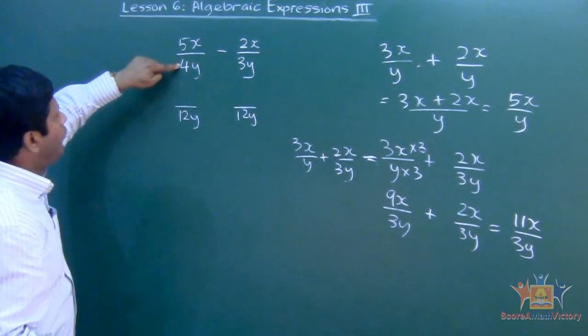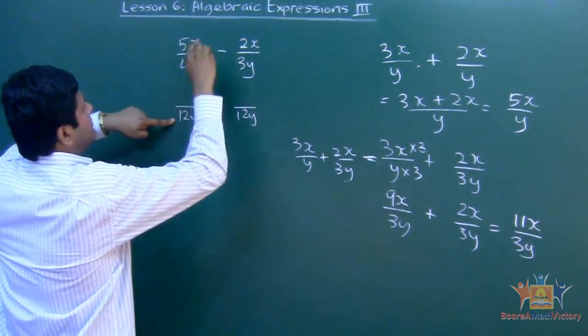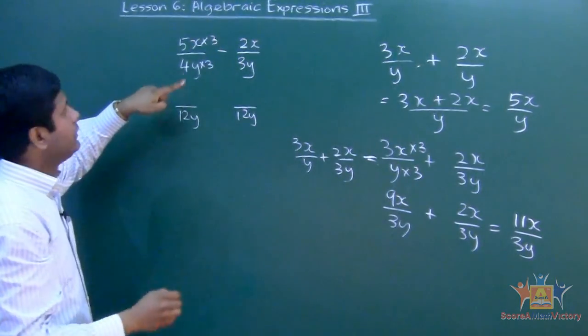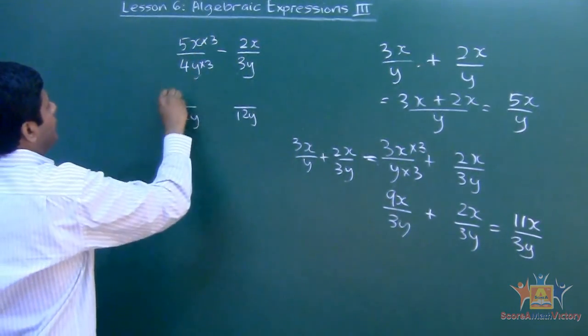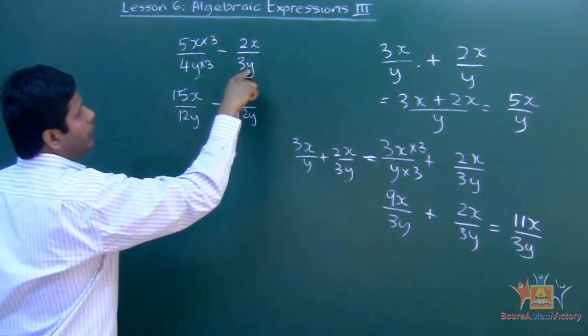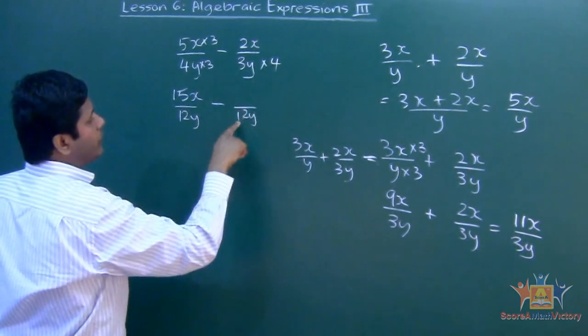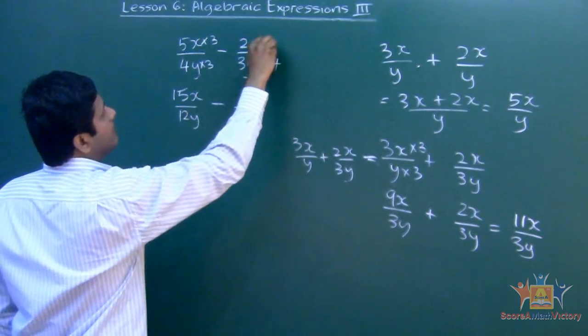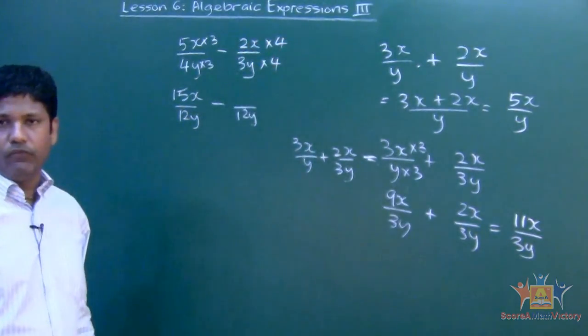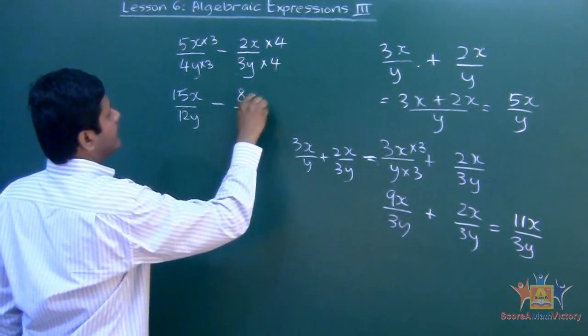How do I go from 4y to 12y? I multiply this by 3. If I multiply this by 3, I multiply that also by 3. So 3 times 5 is 15, and then I just bring the x back, minus. How do I go from 3y to 12y? I multiply this by 4. 3 times 4 is 12y, that means I multiply the numerator also by 4. So 2 times 4 is 8, and then bring the x back, right there.